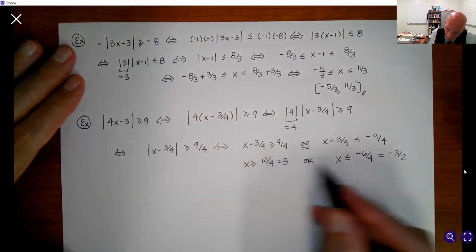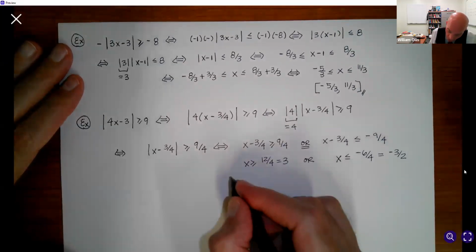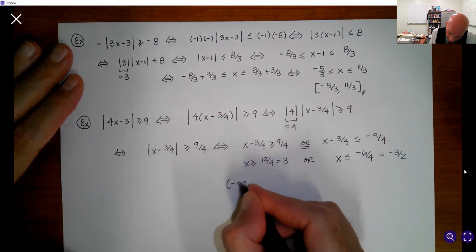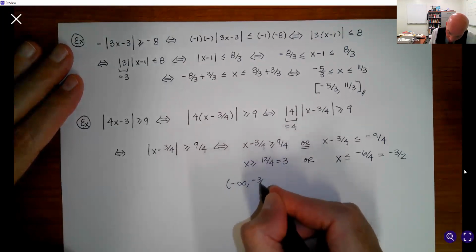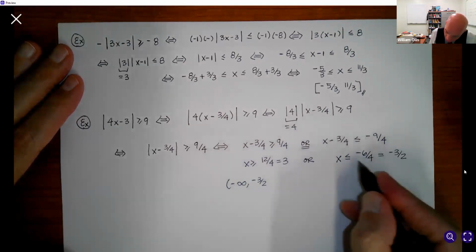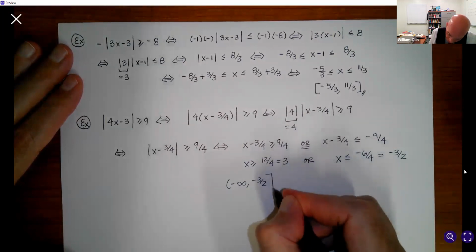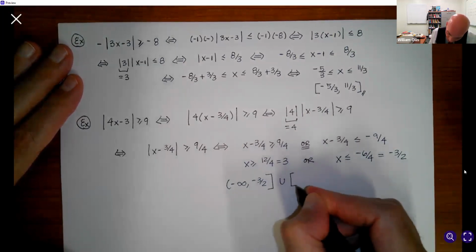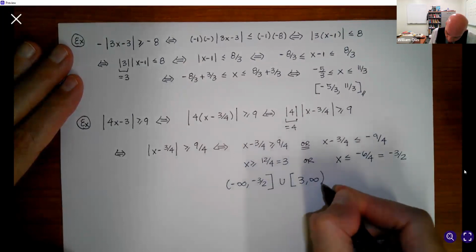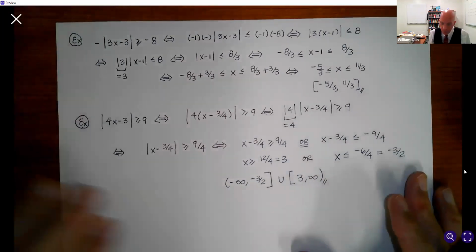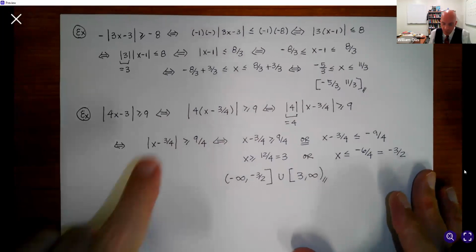So now, of course, this is disjoint. So we have -infinity to -3/2, and of course, notice we got less than or equal to, so we get the bracket, union, bracket 3 to infinity. So be careful when you're working on these problems.